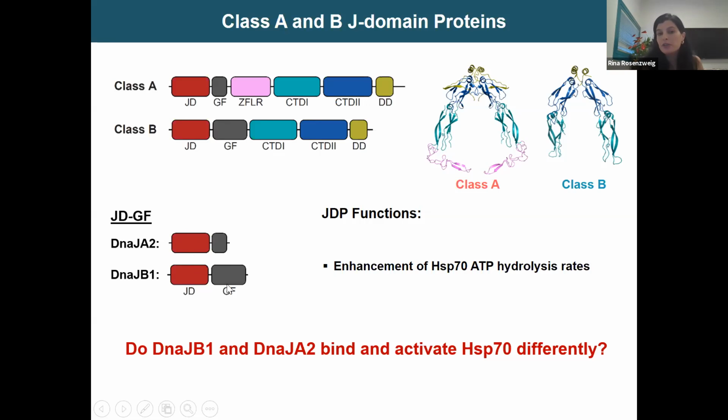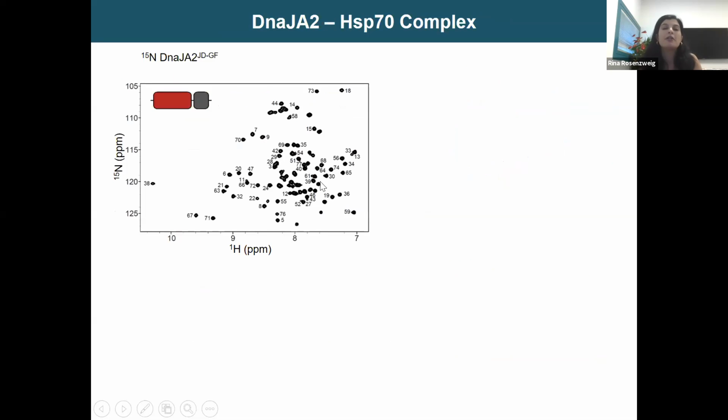And the reason we wanted to use it is because there were some reports in the literature saying that this GF region might be important for interaction with HSP70. And class B actually has a much longer GF region. So we thought maybe this GF region in class B binds and helps to activate HSP70 more for class B compared to class A. So we started by looking at, by NMR, this construct, first class A, containing the J domain and the GF.